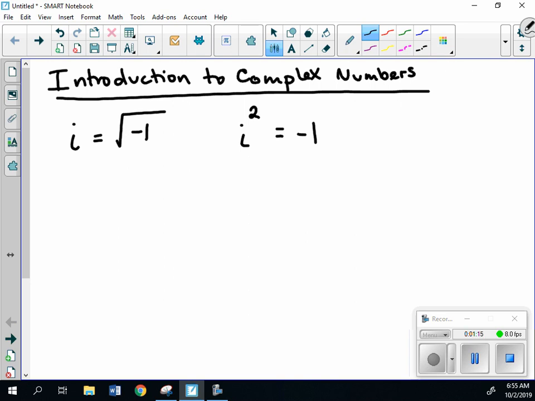So from this, there are different operations that we can use with imaginary numbers. A complex number is in the form of a plus bi. With that, we're going to be doing adding and subtracting of complex numbers, multiplying, dividing, that kind of thing.